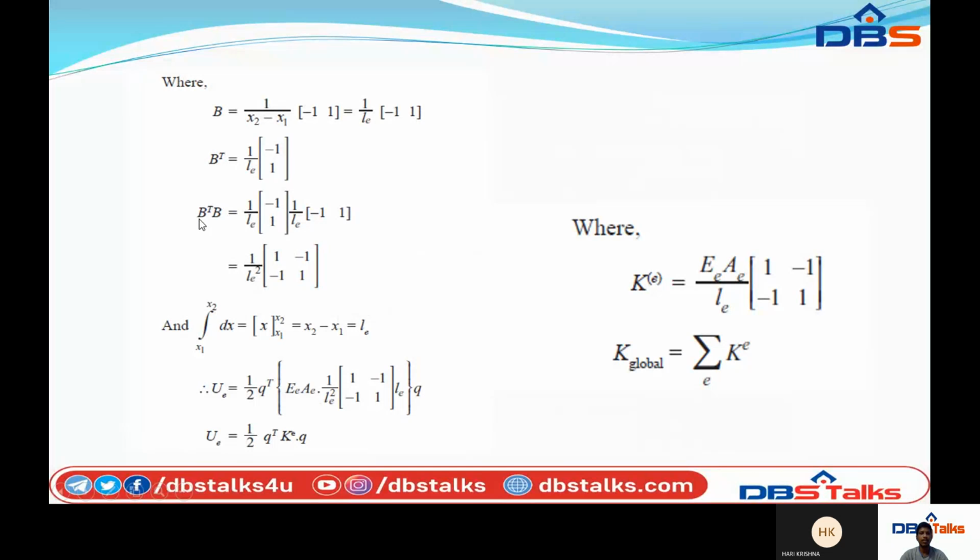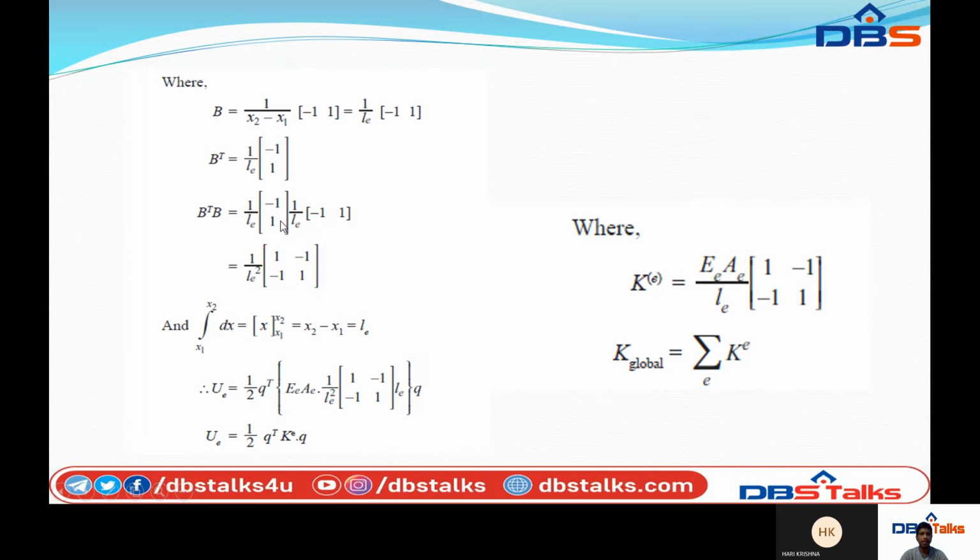Then I'm multiplying B transpose with B, the strain displacement matrix. After that, I will get 1 by Le, -1, 1. 1 by Le is the B value, and this one is the B transpose value. I'm multiplying both values, and I get B transpose into B, which is 1 by Le, -1, 1, times 1 by Le, -1, 1. Then after calculations, I get 1 by Le squared times the matrix with entries 1, -1, -1, 1.